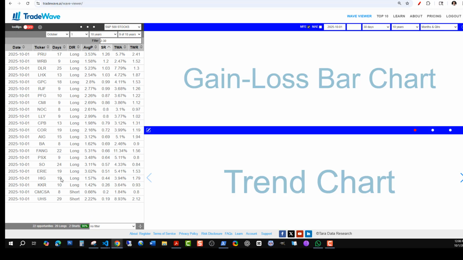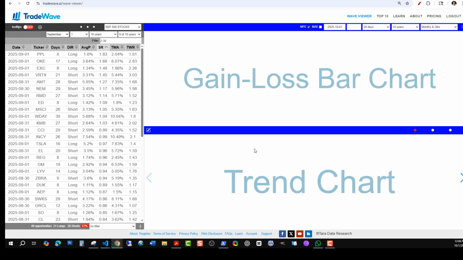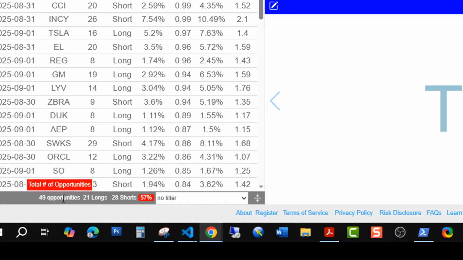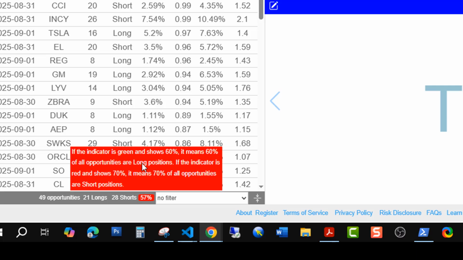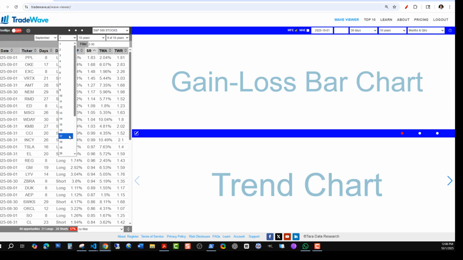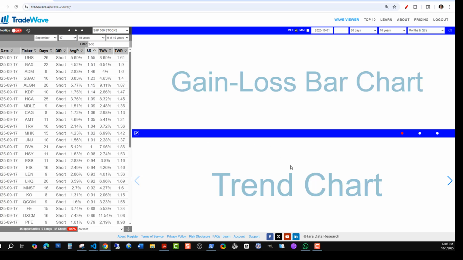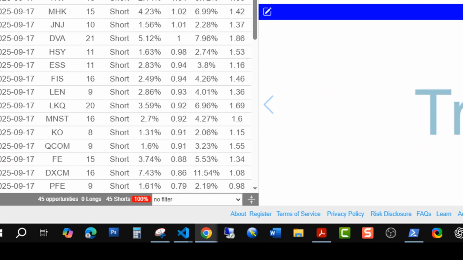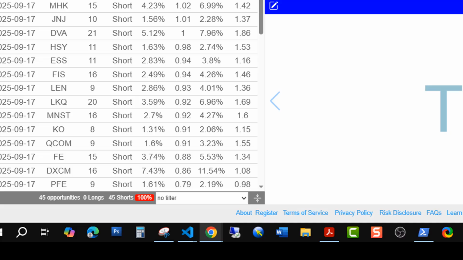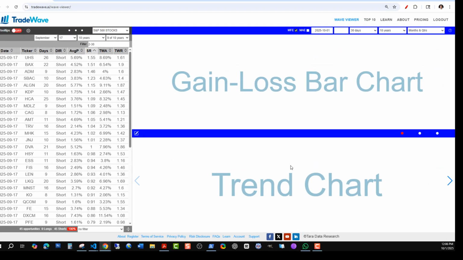Let's take a look at how it was in September. If I go back to September, we still had 2-30 up there. Look at that, September 1st. On the bottom, it detected 49 opportunities, 21 longs, 28 shorts. So the majority of them were short. But look at what happens in the middle of the month. September 17th, TradeWave found 45 opportunities and 100% of them were short. It didn't find a single long opportunity.